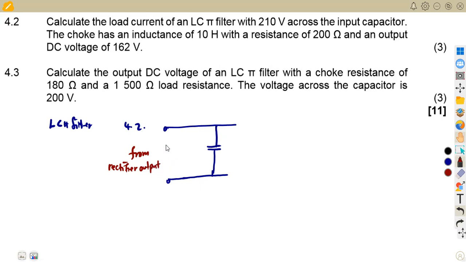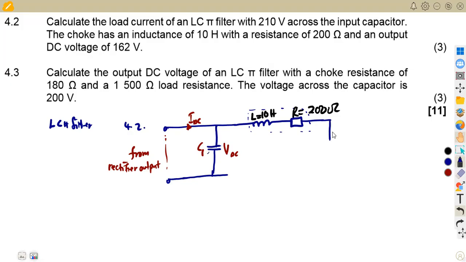From the rectifier output, we have got the input, which is going to affect across capacitor 1, whereby we're going to have the input current IDC there, and also here we've got VDC across C1. Then we have got the inductor, the choke, which has an inductor and a resistor at the same time. The inductance here is given as what? 10 henries. The resistance is given as 200 ohms. And the output DC, now we are talking about output. Remember the input DC here, and we're going to have the output DC. The output DC is after capacitor C2 across the load. Here we're going to have our load resistor.